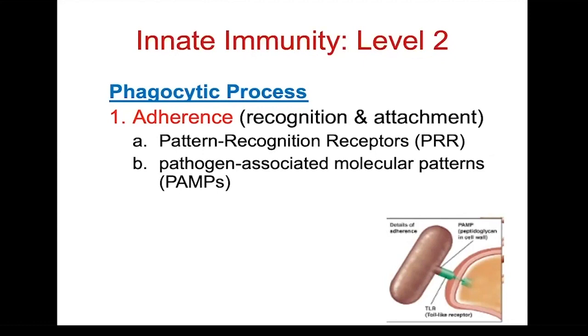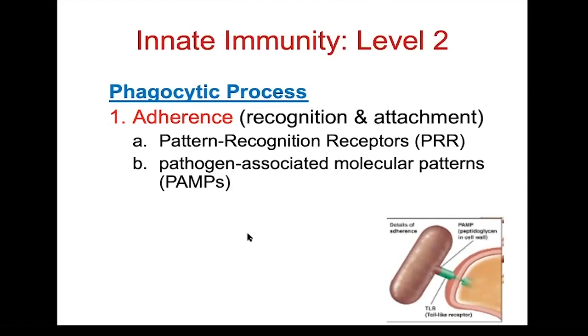These are called pathogen-associated molecular patterns, or PAMPs. These are molecules that your cells do not have. This allows the phagocytic cell to recognize this cell as being foreign. In this illustration, this is the pathogen, and that is the PAMP. The phagocytic cell is here with the PRR. When the phagocytic cell comes across a PAMP, it will bind to it, and that is adherence. That's the very first step in phagocytosis. In order for phagocytosis to occur, this first step must happen.